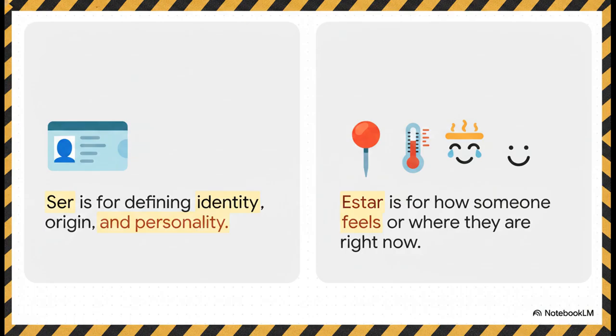We've been focusing entirely on ser today. As we've established, ser is your ID card. It's for identity, origin, and defining traits, the things that make you you. But there is a second verb called estar. Estar is used for how someone feels or where they are located right now at this exact moment. We're definitely going to dive deep into estar in a later explainer, but for now, the golden rule is this. Do not mix them up. If you're describing your defining identity, ser is for sure your verb.